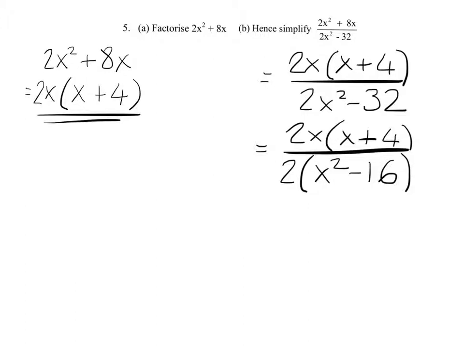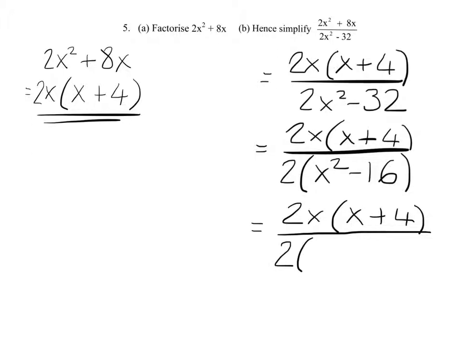At the moment it's not quite there because we don't have 2 squares, we have x squared, but then we just have 16 here. But we can write 16 as 4 squared. So our next line of working, top line will stay the same, and the bottom line, I'm going to prepare it for a difference of 2 squares, so I'm going to write it as x squared minus 4 squared.